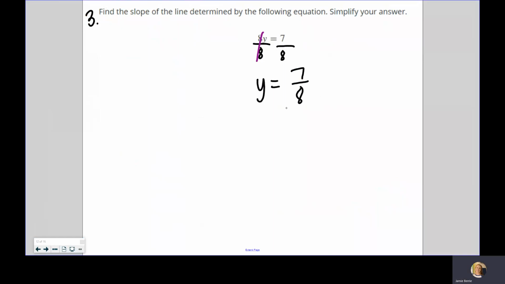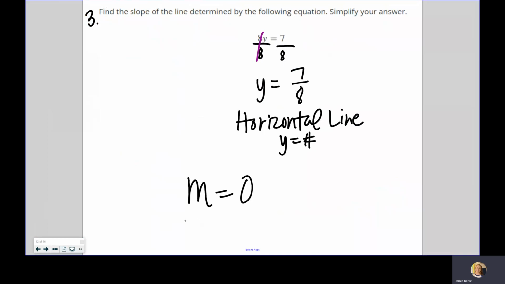We can tell just by looking at this that this is a horizontal line. We can tell because horizontal lines are always of the form y equals a number. And we just talked about what the slope of a horizontal line is. We said that the slope of a horizontal line is 0. So super easy there. Just have to remember those two facts, that the slope of a horizontal line is 0, the slope of a vertical line is undefined.